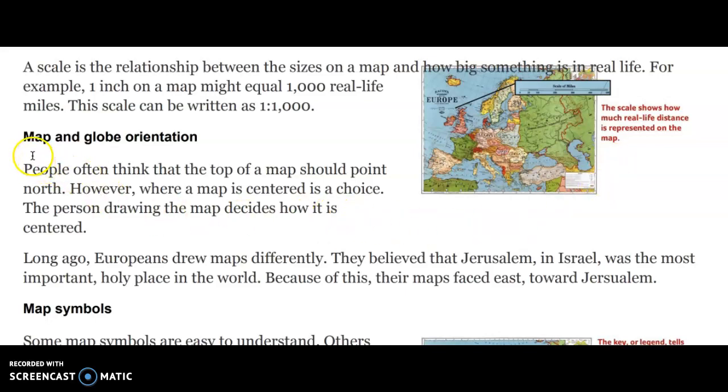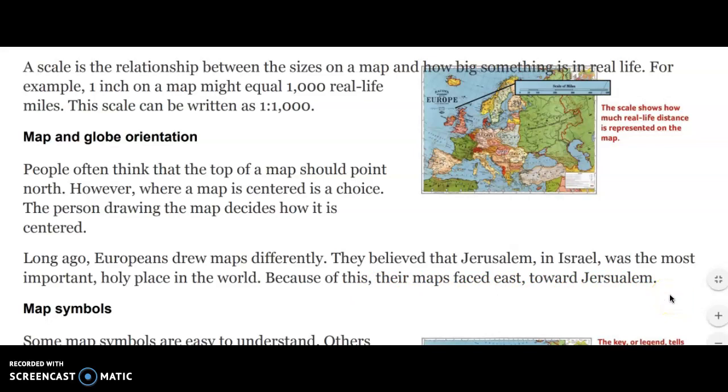The next heading is Map and Globe Orientation. People often think that the top of a map should point north. However, where a map is centered is a choice. The person drawing the map decides how it is centered. Long ago, Europeans drew maps differently. They believed that Jerusalem in Israel was the most important holy place in the world. Because of this, their maps faced east towards Jerusalem.